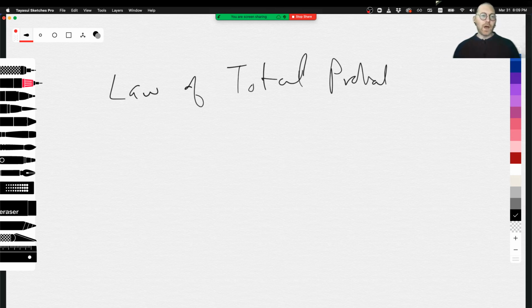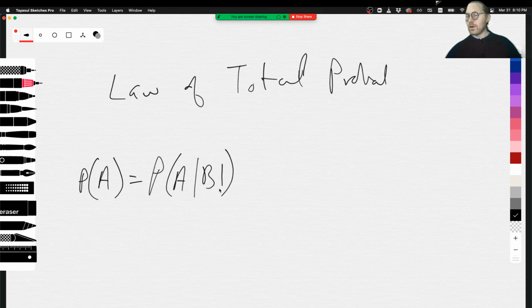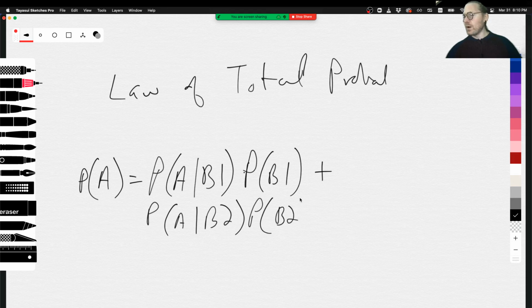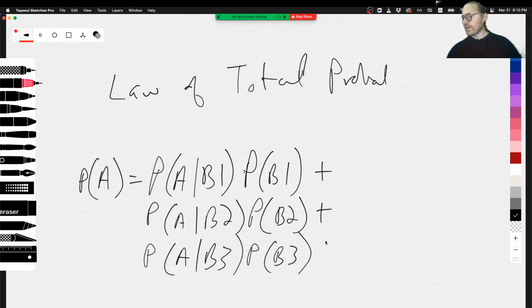Okay, so let me just state this idea one more time. If we have B1 and B2 and B3, and we have A in relation to those disjoint areas, right? We have the probability of A is going to be the probability of A given B1 multiplied by the probability of B1, plus the probability of A given B2 multiplied by the probability of B2, plus the probability of A given B3 multiplied by the probability of B3. Turns out this is the crux of most Bayes theory problems.